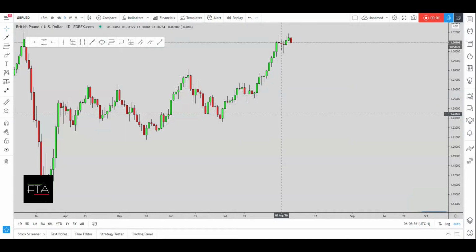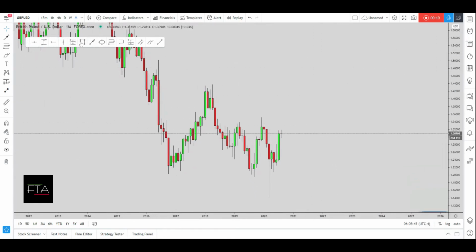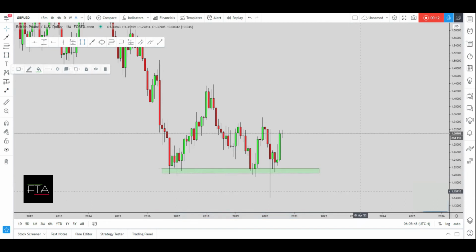Okay, so what kind of situation do we currently have on GBP USD? Let's make a full breakdown. So starting from the monthly time frame, what do we have? We have a market that clearly has rejected an extremely strong level of structure support.